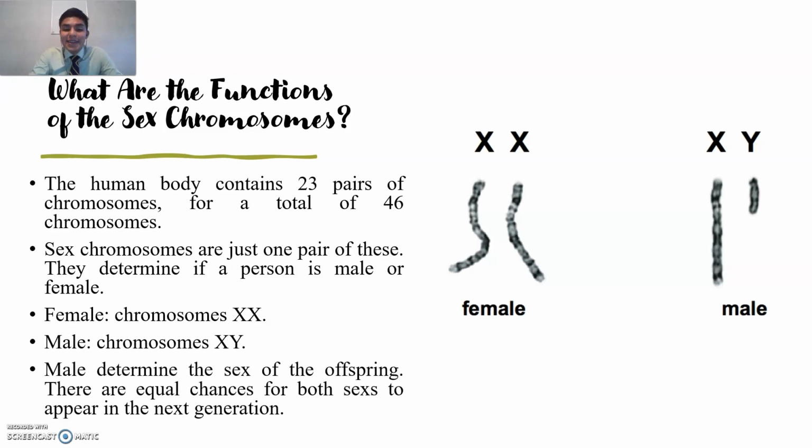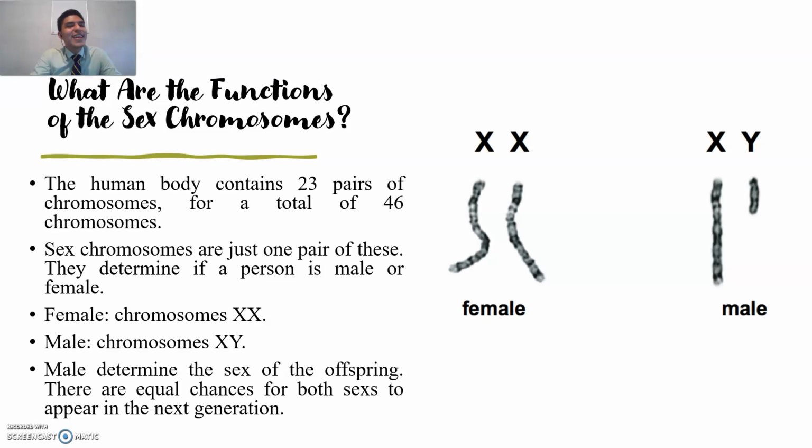The male determines the sex of the offspring. There are equal chances for both sexes to appear in the next generation. So when a couple of parents have a new baby, they have exactly the same chances of having a girl as having a boy.